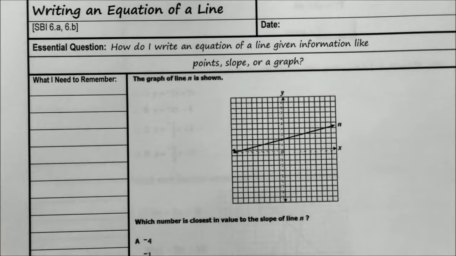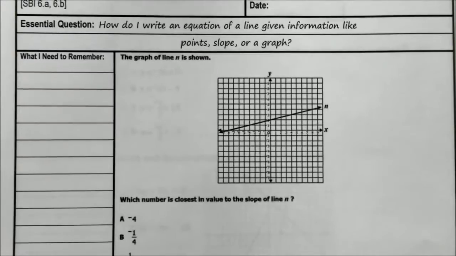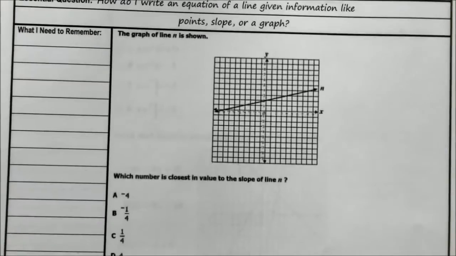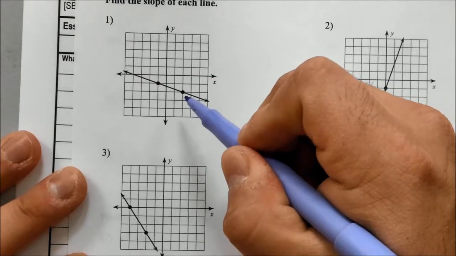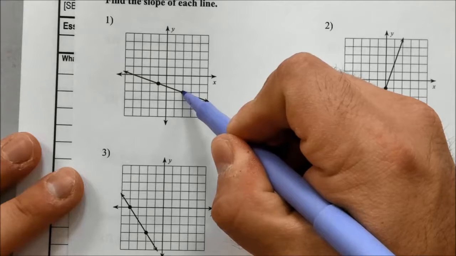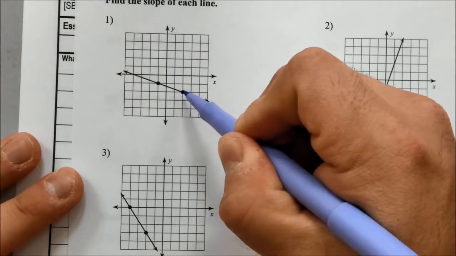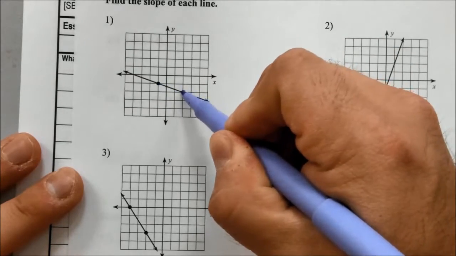So the first question says the graph of the line n is shown, and they want to know which number is closest in value to the slope of the line. Whenever you're trying to calculate the slope of a line, you need 2 points, 2 clean points. A clean point is a point that lands directly on the corner of one of these box grids. So these would be 2 clean points.